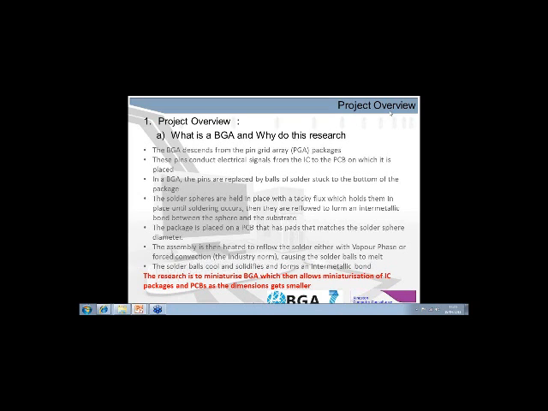The research that we're doing in the micro-BGA project is to look into BGA manufacture and to miniaturize the BGAs into micro BGAs. This will then allow the miniaturization of the IC packages and the PCB boards as the dimensions of the connectors, the BGAs, decreases.